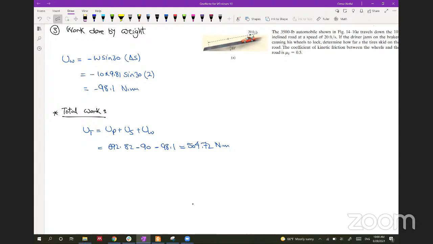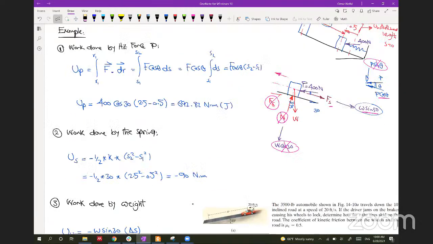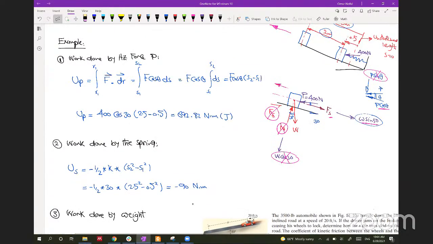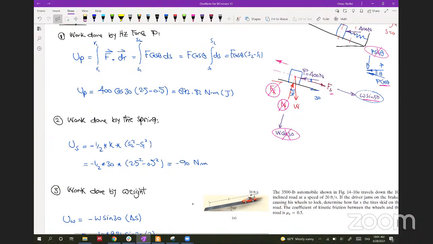Does anybody have any question on the solution of this problem? Yeah, I have one. Go ahead. For finding the work done by the weight, why didn't we just use the negative W times delta Y equation from the last time? Yeah, okay.